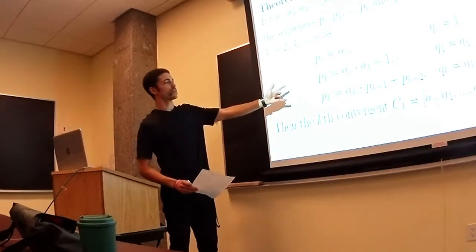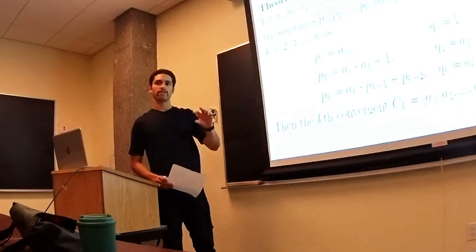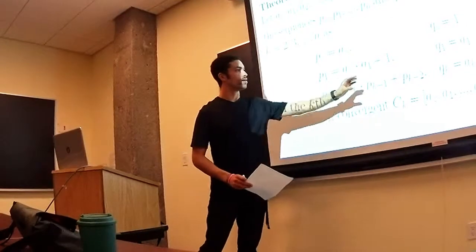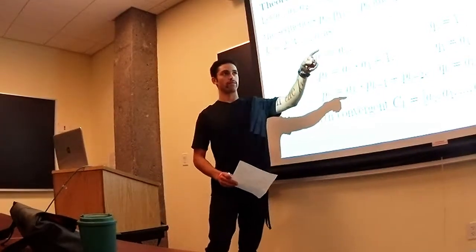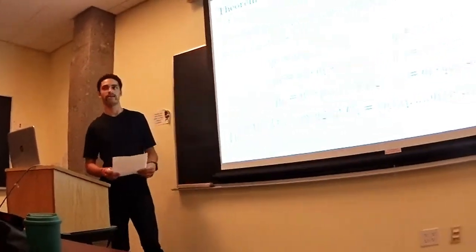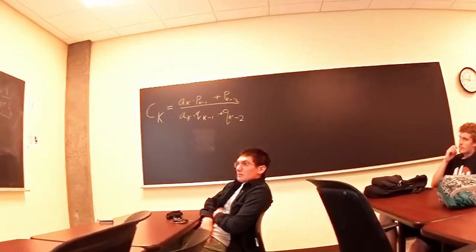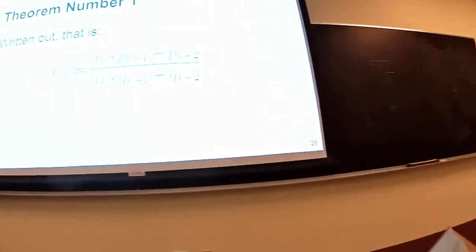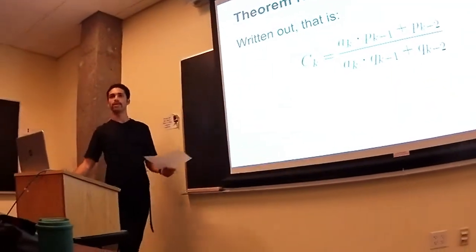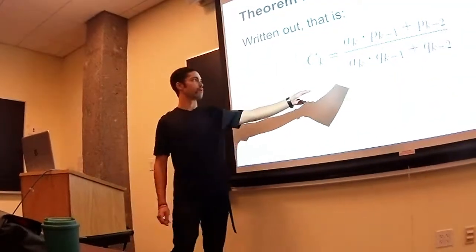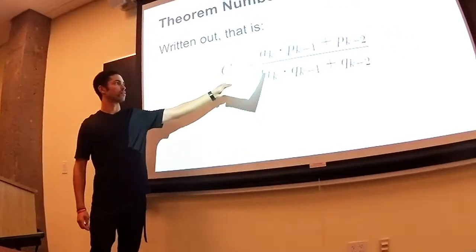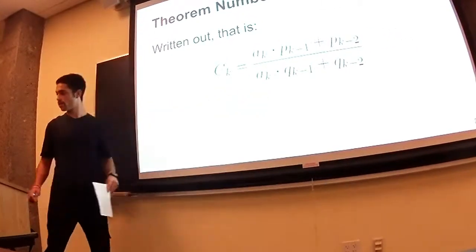So you start off with these to get you started, and then your convergent will be given by P over Q, which I've written out right there. So you can see that for reference when we go through this proof. Yeah, so your convergent will be given by this expression, and these are your partial quotients in the expression.